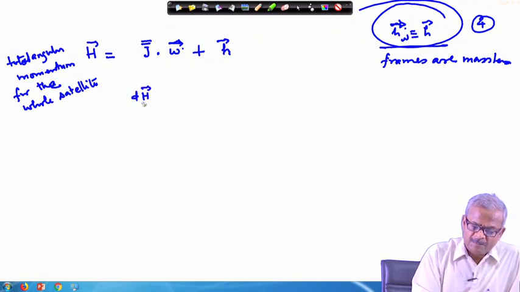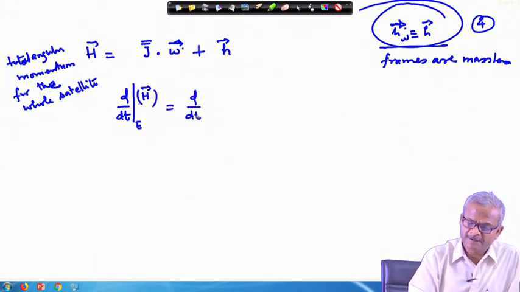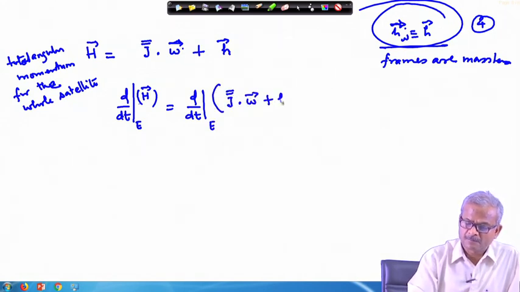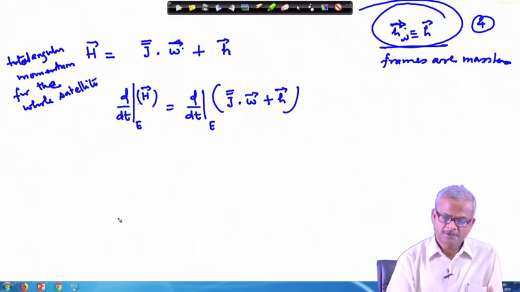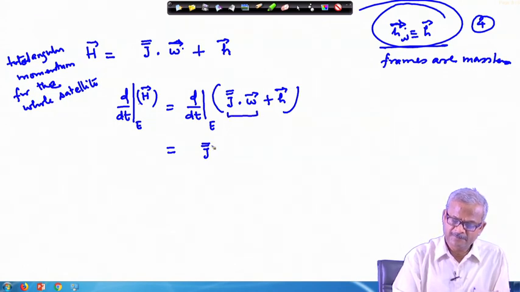Now, if I do the differentiation with respect to the E frame, that is with respect to the inertial frame, d by dt with respect to E frame. So, we will have here on the right hand side d by dt, and following our earlier discussion, for the main body we have J times omega dot.